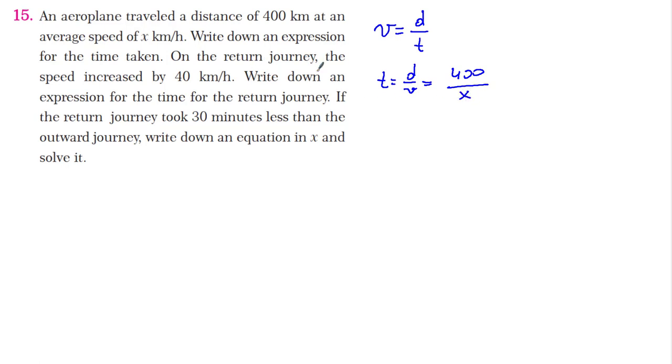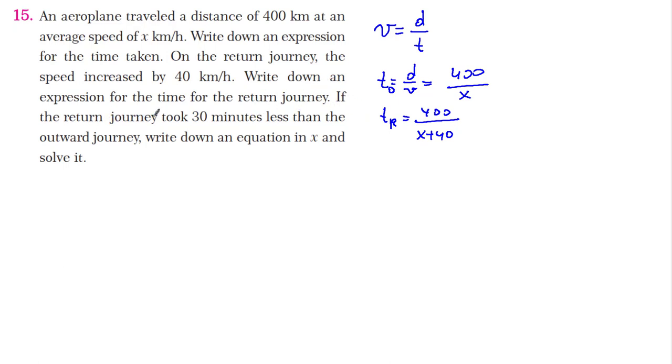On the return journey, the speed increased by 40 kilometers per hour. So let's say this is the time it went outward and the time it returned. The distance, of course, remained the same, but the speed increased by 40. So that means it's x plus 40. Write down an expression for the time for the return journey.